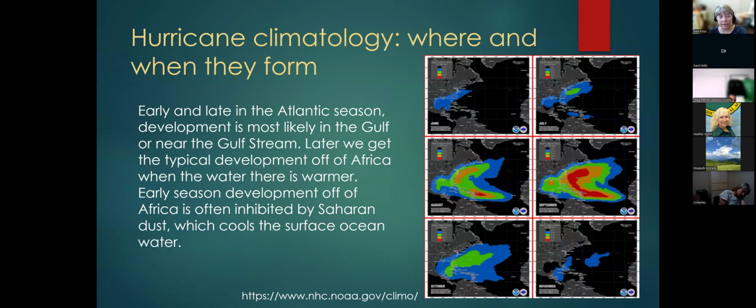If you wonder where and when they form, here's a map that shows formation areas by the month. June is at the top left there, and then July to the top right, and so on. And you can see that early in the season and late in the season, they're mostly forming in the Gulf of Mexico or along the East Coast where the Gulf Stream is. Remember, the Gulf Stream is really warm, and so that can serve as a source of energy for them. And so as we get into the heart of the season, going into August, and then of course September with the peak, a lot more of the storms are coming off of Africa. And so you can see they follow that typical curve pattern.